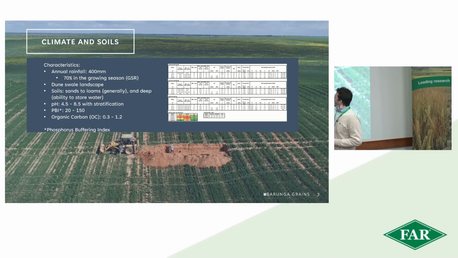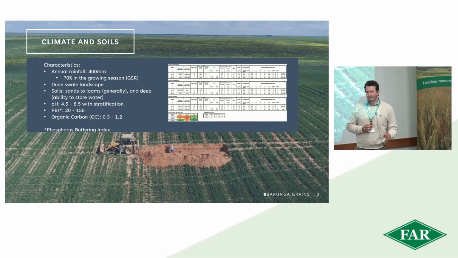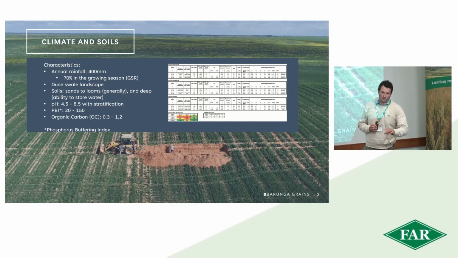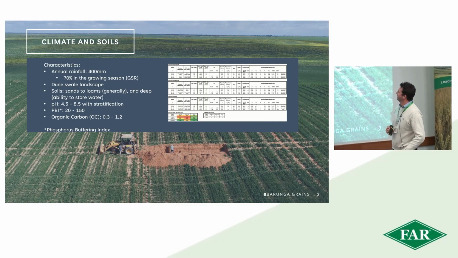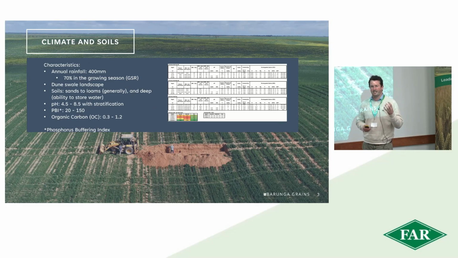Organic carbon on the topsoil might be 0.6 to 0.8%. So 0.8, then it gets down to 0.6 to 0.4 as it moves further down. So it's really growing things hydroponically, and our input costs are quite high for what we're growing. PBI is phosphorus buffering index. That's a term we use for how much, when we apply phosphorus, it ties up in the soil.